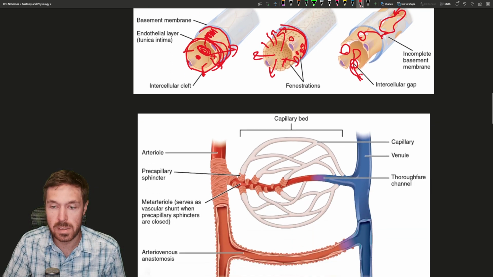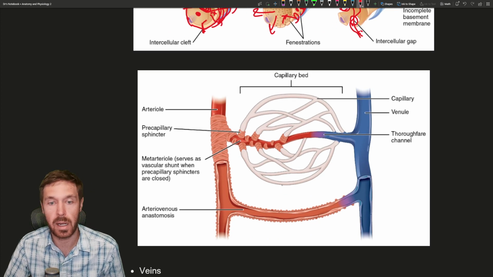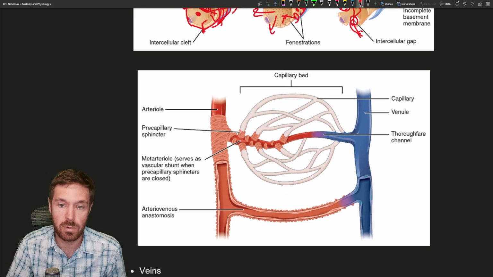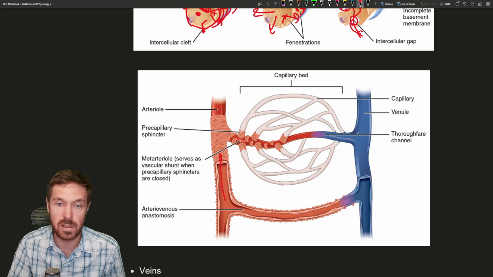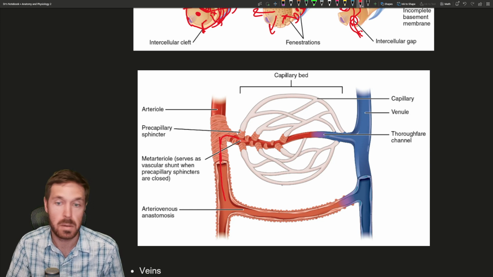Now, what do these capillary beds look like and how do you control the flow rate? Well, as you move through the capillary, so here you're coming through, there are these sphincters, and these sphincters can open and close depending on what's being used.